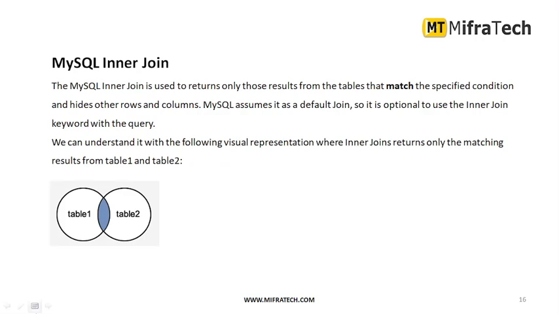MySQL inner join. It will compare the two tables, and where they have a similar output, it will return that output. The MySQL inner join is used to return the results from the tables that match the specified condition and hides the other rows and columns. You can see the diagram, which makes it easily understood.